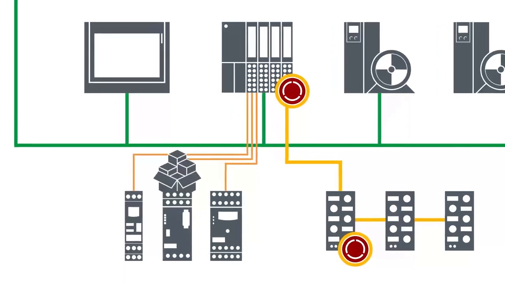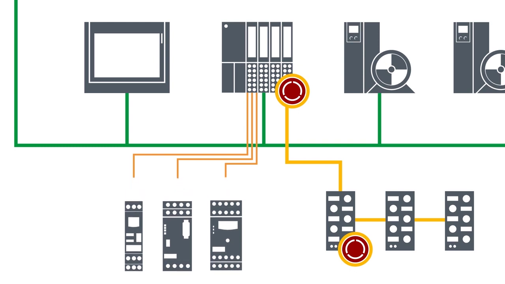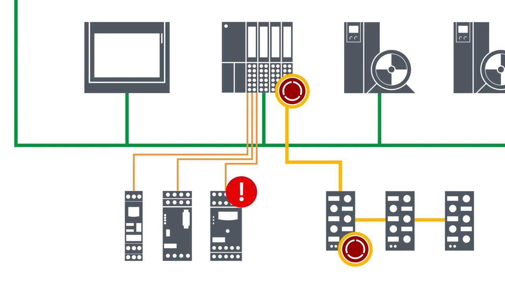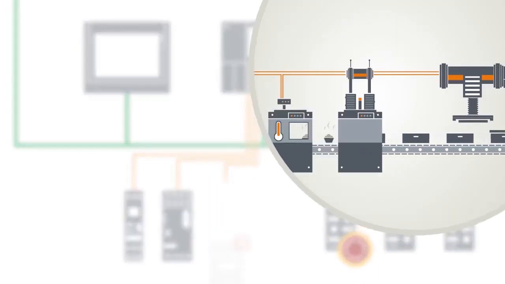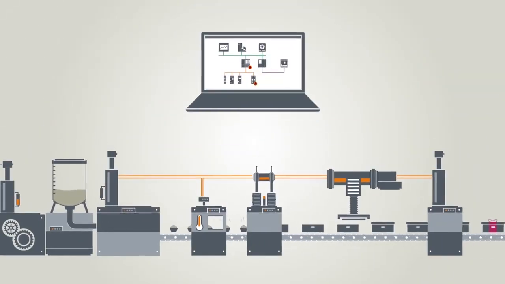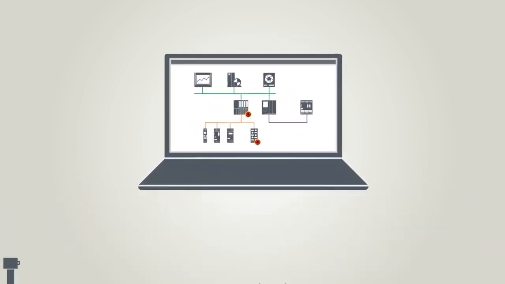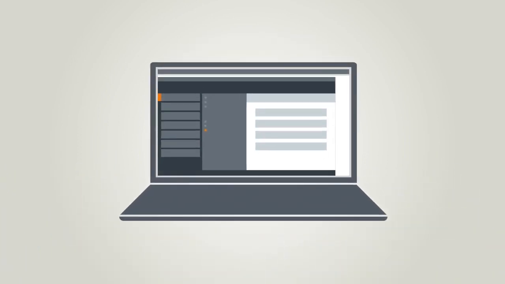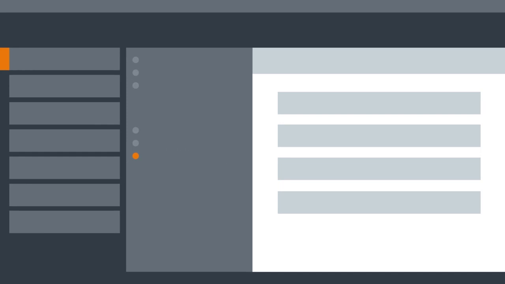I/O-Link, on the other hand, is a point-to-point connection for communication with intelligent sensors and actuators. I/O-Link reduces wiring efforts thanks to its simple plug-in system and facilitates the exchange of sensors and actuators even during operation. All this can be configured easily with just one tool. How is that done in the TIA portal?